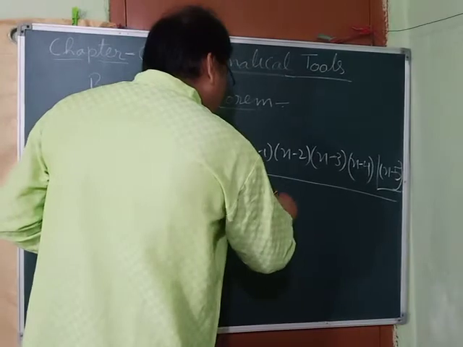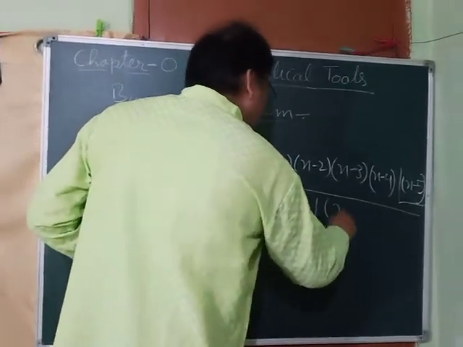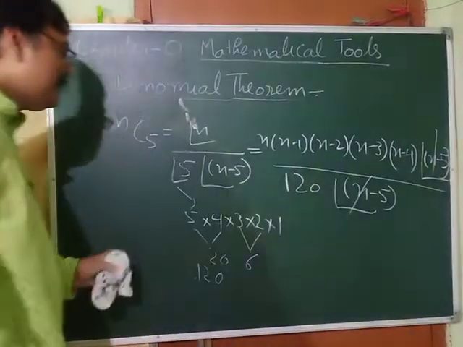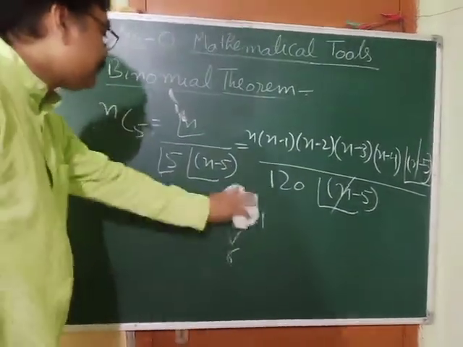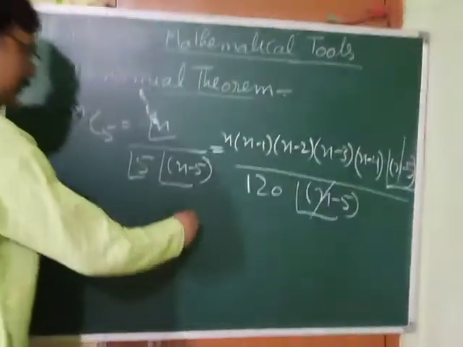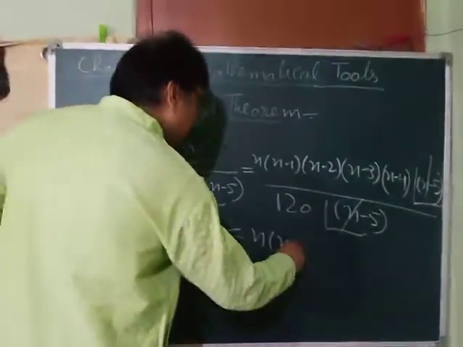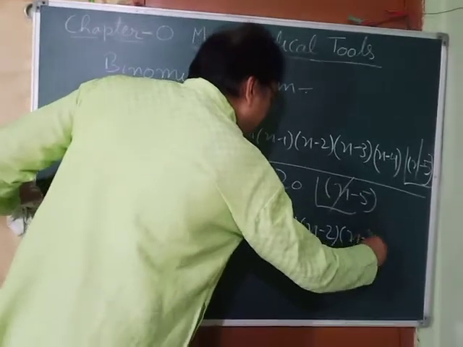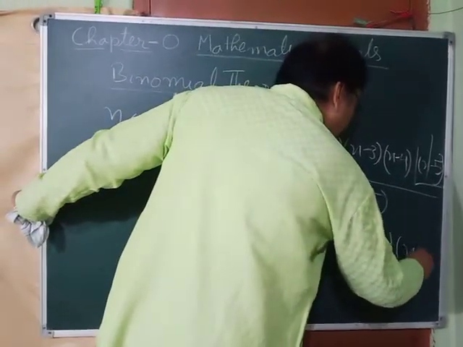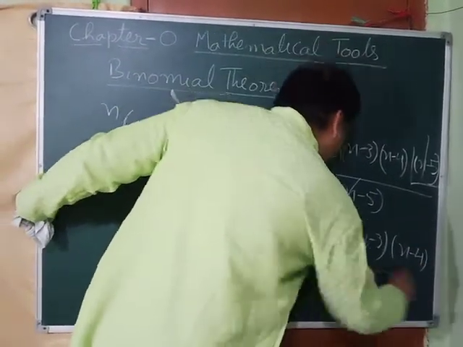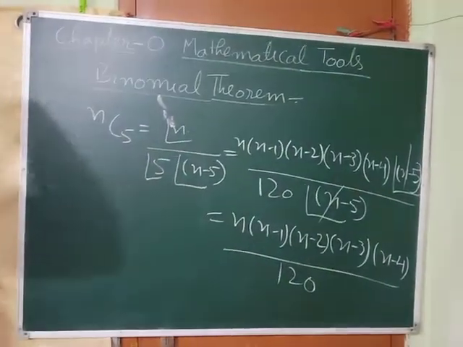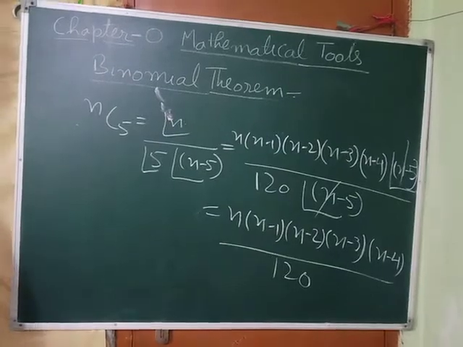So write 120 and factorial n minus 5. This and this will cancel out. So what will we be left with? We will be left with n, n minus 1, n minus 2, n minus 3, n minus 4 upon 120. Okay, this is the formula. You can match your result.